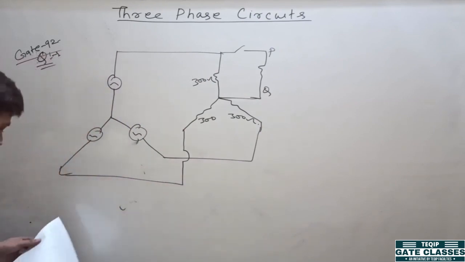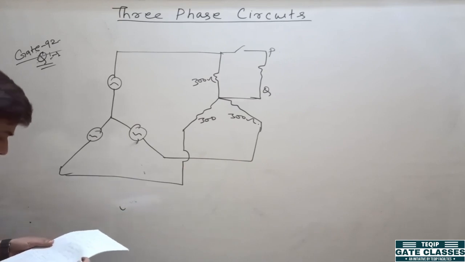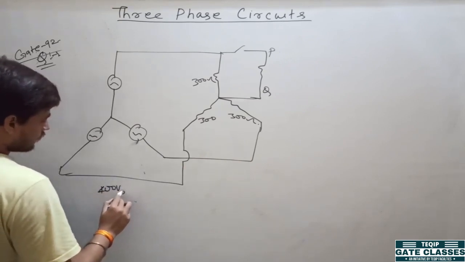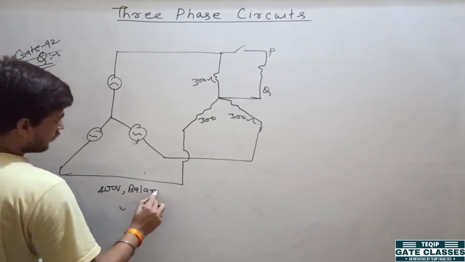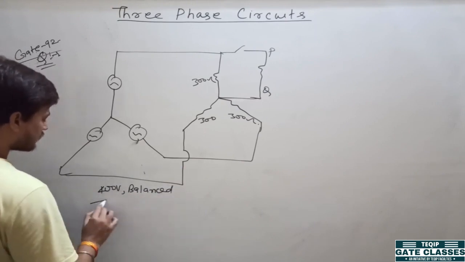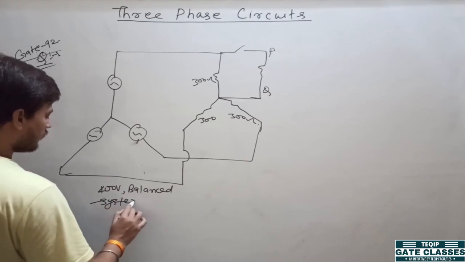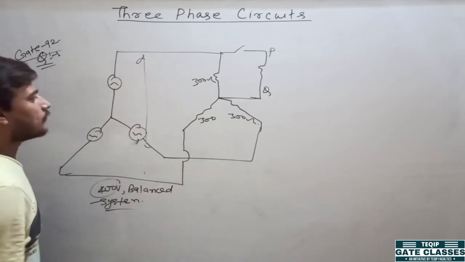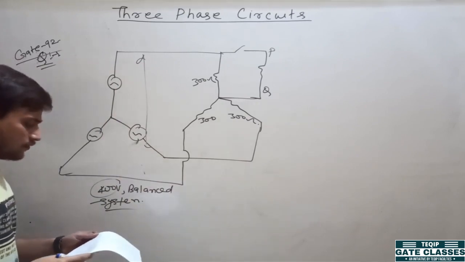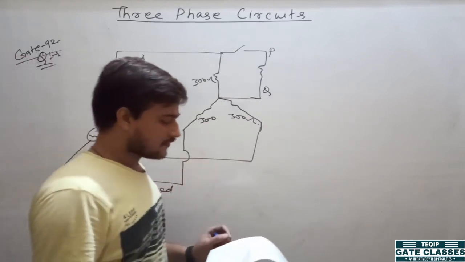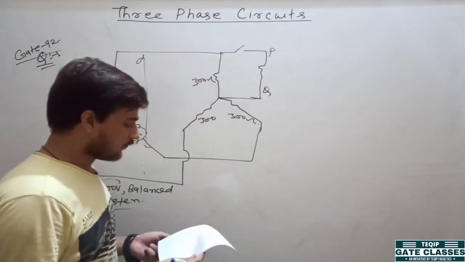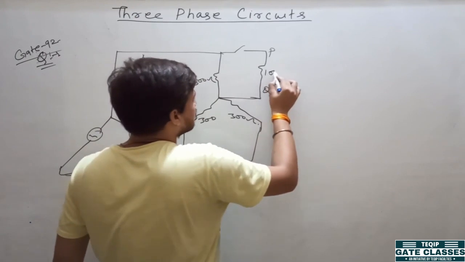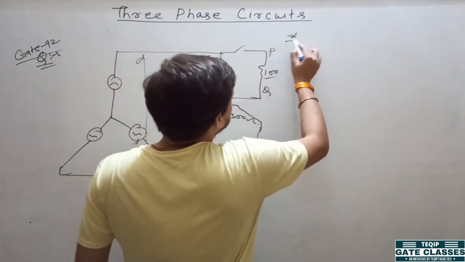Clear? This is given to you. This is a 400 volt balanced system. 400 means the line to line voltage will be 400. They are asking you, using Thevenin's theorem, determine the RMS value of voltage across the 100 ohm resistor if the switch is closed.